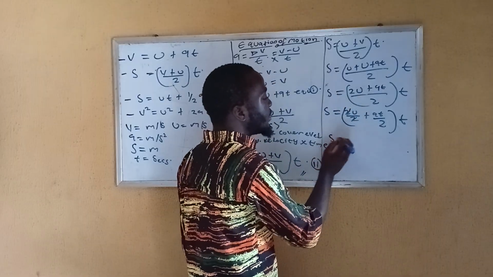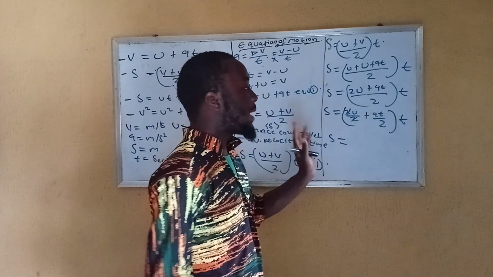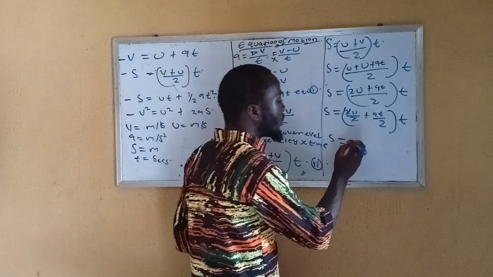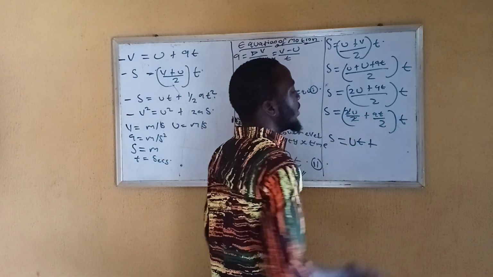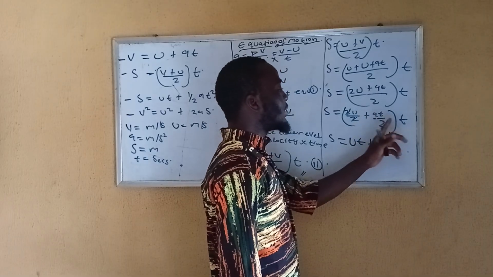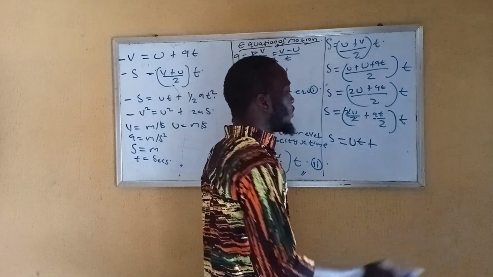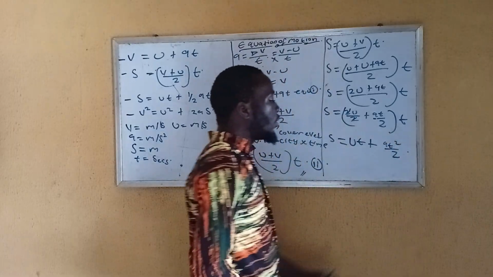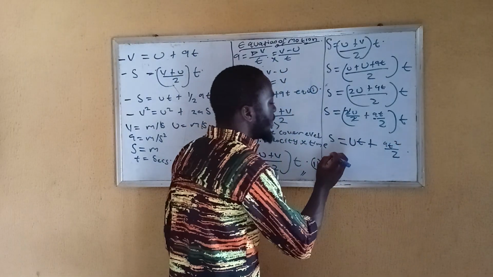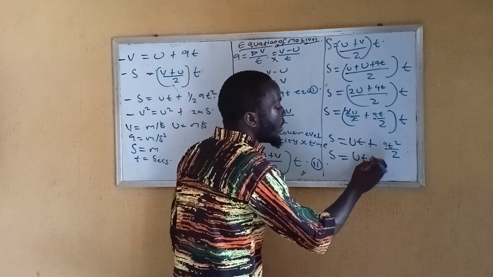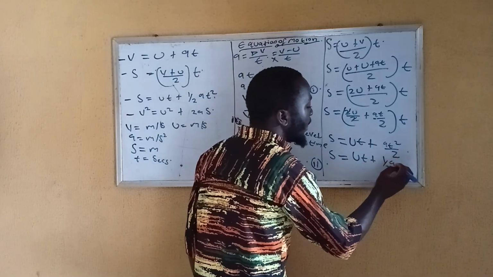We have s is equal to, now we multiply everything inside the bracket by t. This one remains ordinary u, u times t will give us ut, plus this one now. We multiply this numerator, at times t will give us at squared. So we have at squared over 2. So you can write this in this form, that s is equal to ut plus 1 all over 2 at squared.